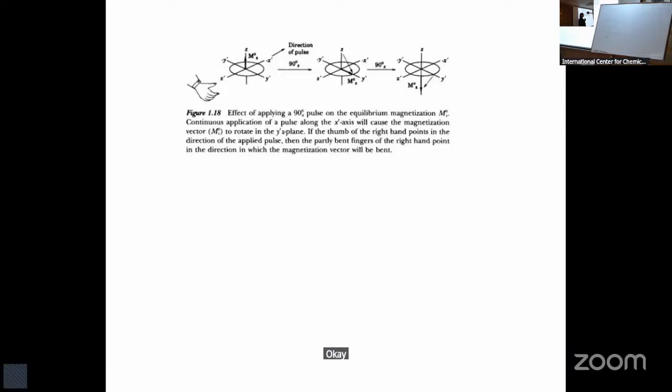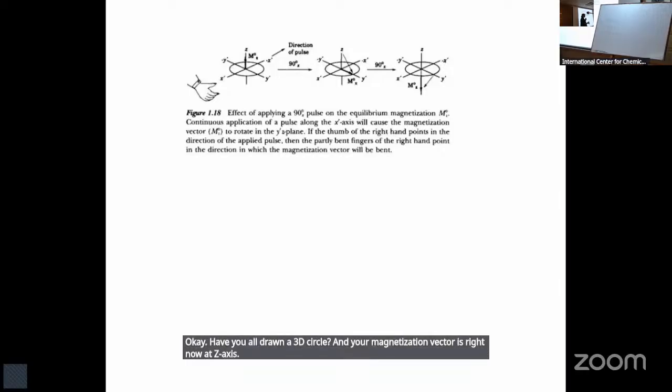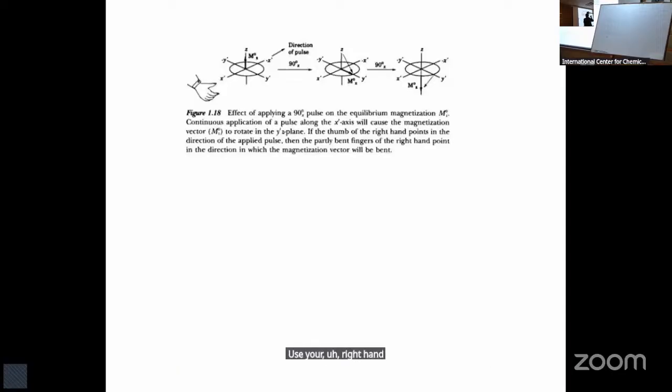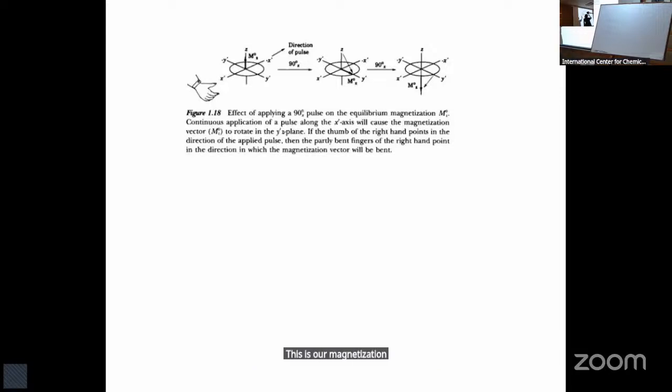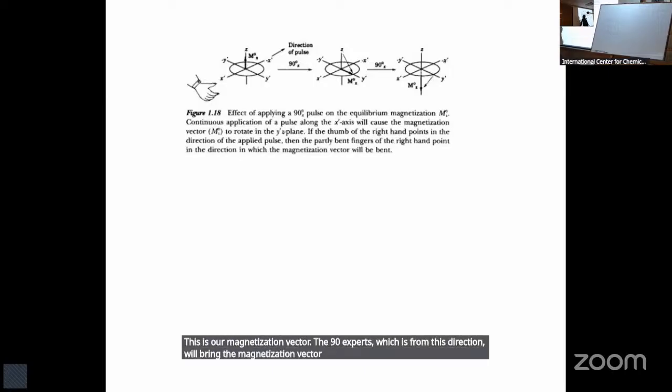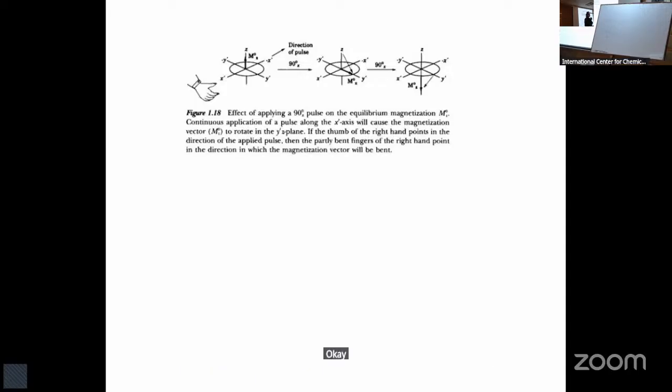Okay, have you all drawn a 3D circle? And your magnetization vector is right now at the z-axis. Use your right hand. Use the direction of the thumb as the radio frequency, the direction of the pulse. This is our magnetization vector. The 90x pulse, which is from this direction, will bring the magnetization vector to y. Okay? Can we move on now? Now the magnetization vector is at position y.